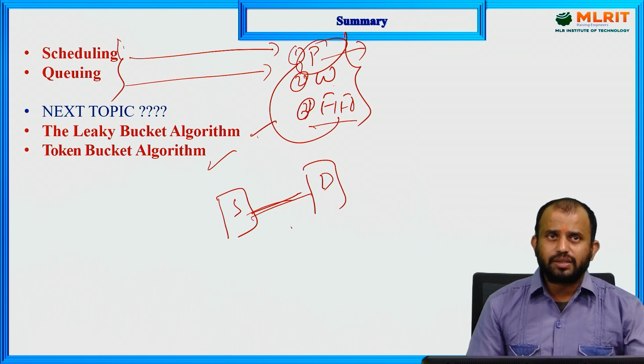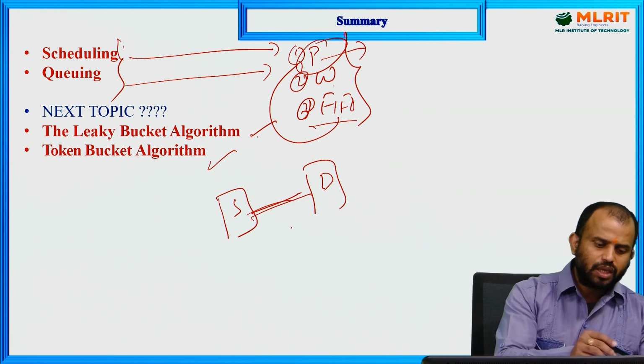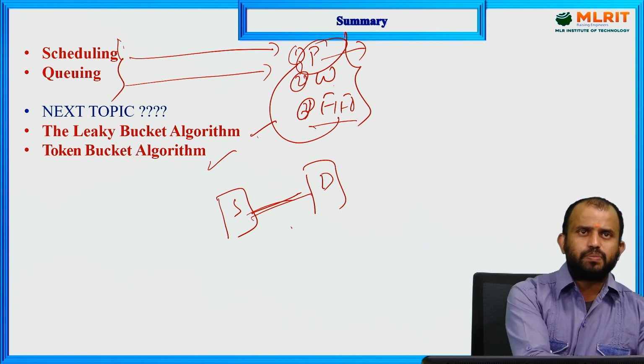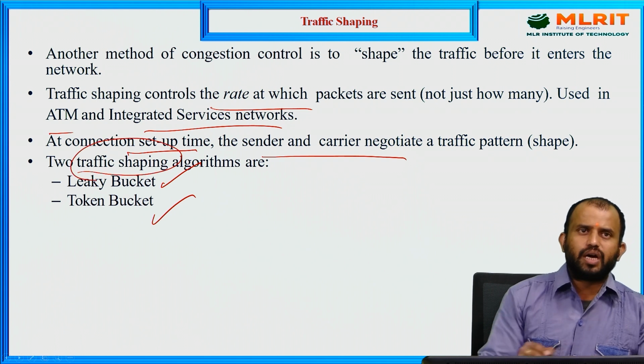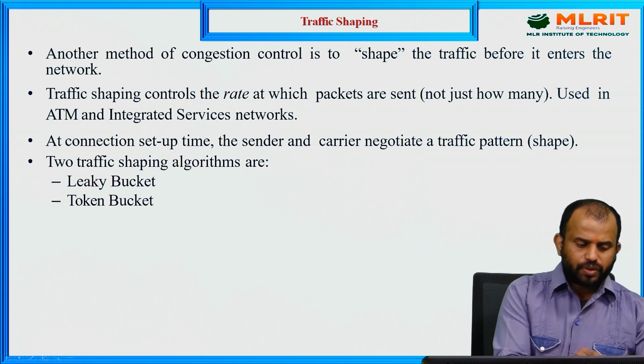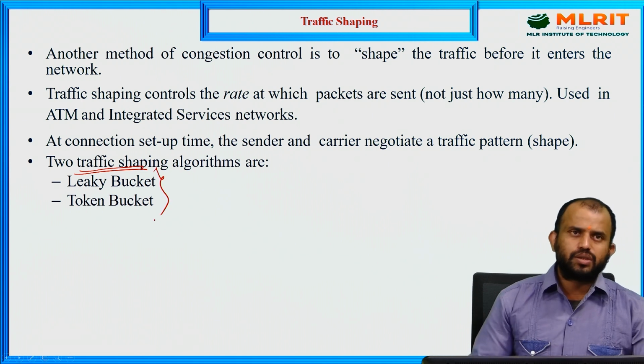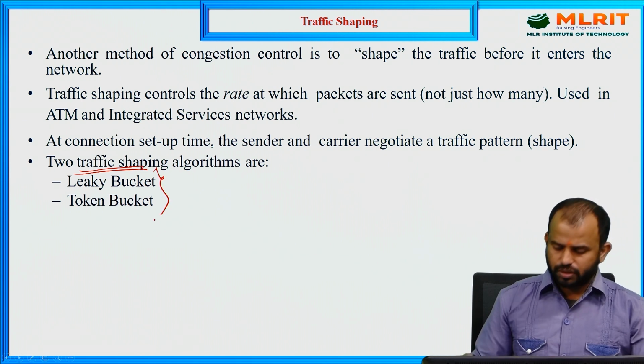So we have to understand the mechanisms of all these things, and those are emerging into this bucket algorithm, which we call the traffic shaping mechanism. Based upon this traffic shaping mechanism, we have to include the leaky bucket algorithm as well as the token bucket algorithm.